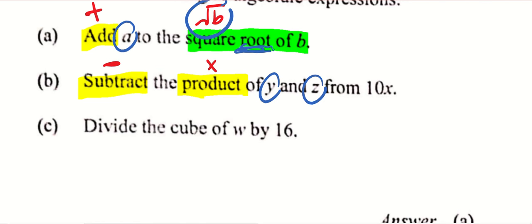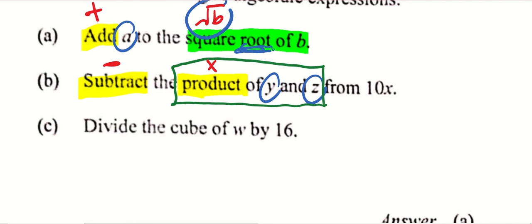So I'm going to read this and really break it down very clearly. Subtract what from what? I'm going to see this as a bunch: product of y and z from 10x. So I'm going to minus something from something. So let's take a look.